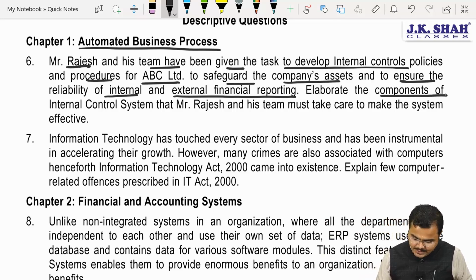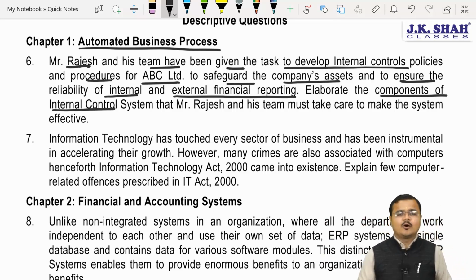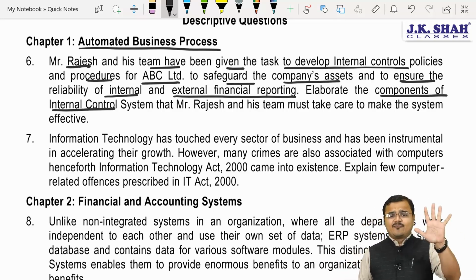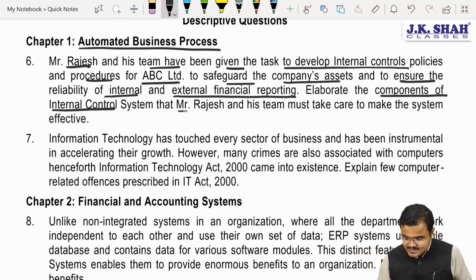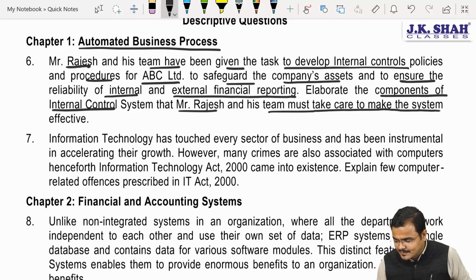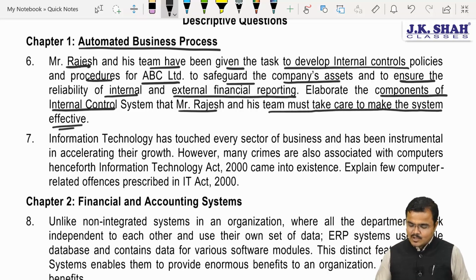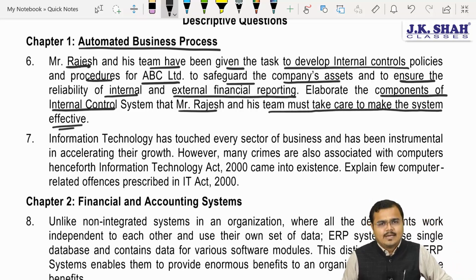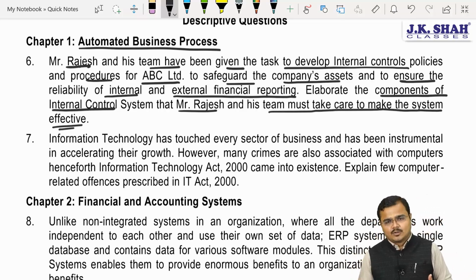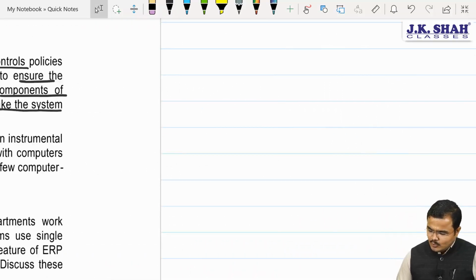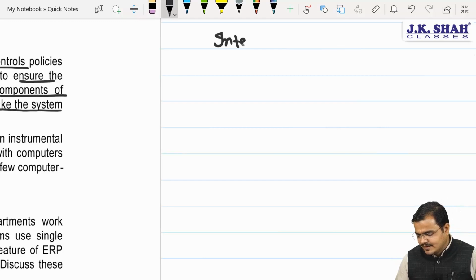Elaborate the components of internal controls. Chartered, how many components are there? Sir, 5 components. We do remember those things. Agree? Yes. Mr. Rajesh and his team must take care to make the information system more and more effective. Sir, what are those components of internal control? Chartered, I hope everybody has revised this chapter very clearly.